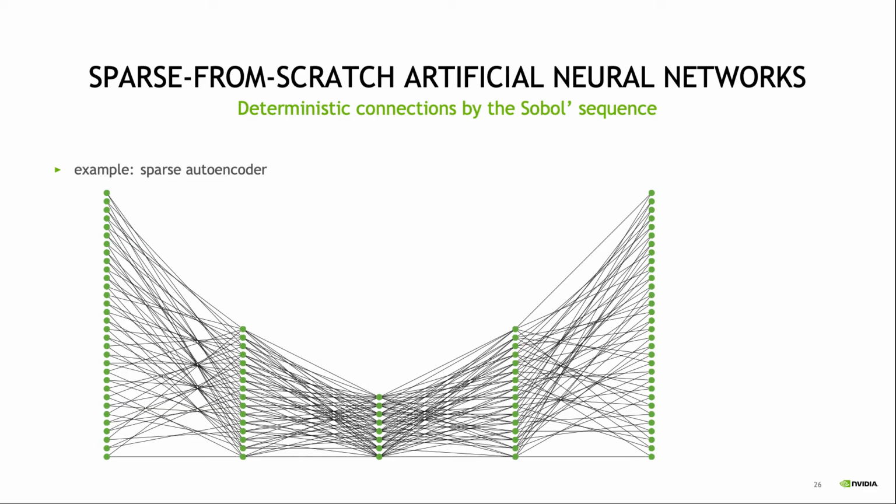Input and output layer hence are of the same dimensions. Again, all paths are generated by the Sobol sequence. Note that the Sobol sequence easily can be computed in hardware, and hence the connectivity of the network does not need to be stored explicitly.